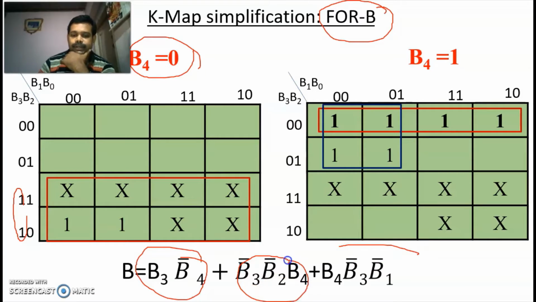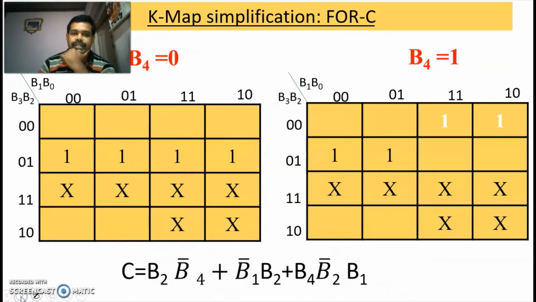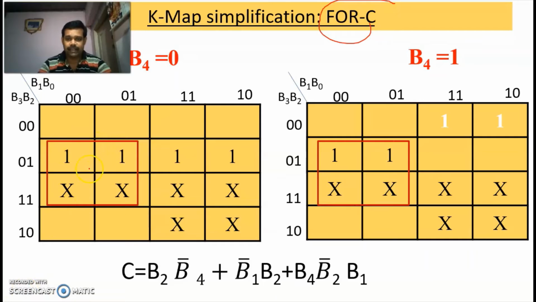B3 bar, B2 bar. Next for this one, B3 bar, B1 bar, and it is present only in this map, so B4. So next we are going for the K map for C. So we have plotted the ones, and we have to group. So first, this is the first grouping. We are having ones in the similar places. So we can take this as common. The expression for this is nothing but B2, B1 bar.